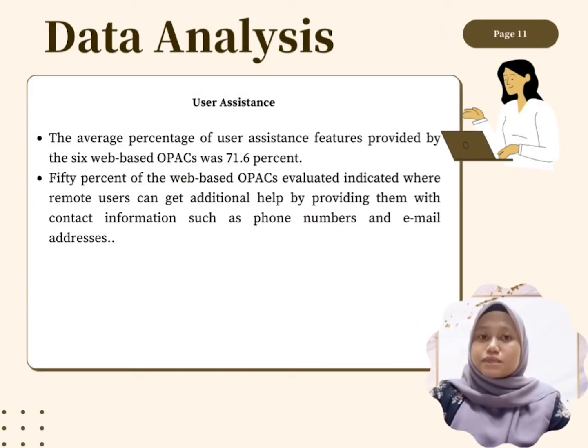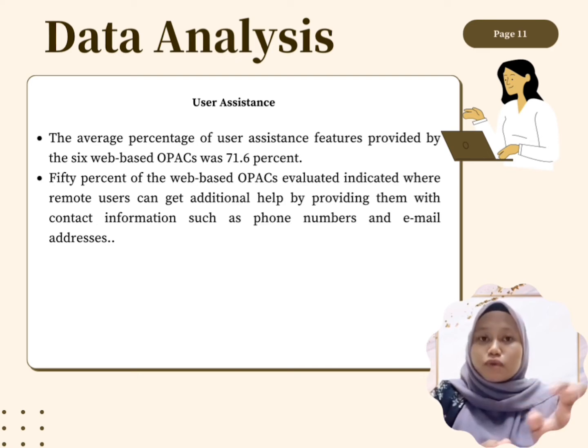Next, the average percentage of user-assistance features provided by the web-based OPACs was 71.6%. 50% of the web-based OPACs evaluated indicated where remote users can get additional help by providing contact information such as phone number and email address. Most of the web-based OPACs studied were found to be lacking systems which help users overcome problems in searching that relate to orthographical and typographical errors, due to lack of knowledge of the subject headings used in the system in the absence of cross-references.